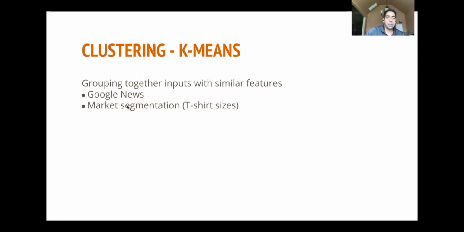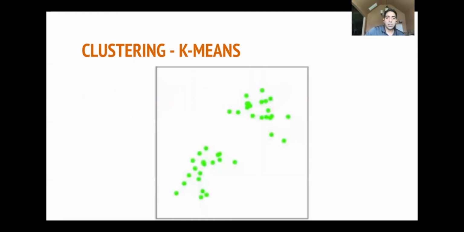Or if you want to take something simpler, just market segmentation. People have all kinds of sizes, but usually when you want to make a t-shirt, you just want small, medium, and large. You cannot have all of them. So you take people's sizes and try to group all these sizes into 3 different ones, or 4, or 5. So how do we do that?